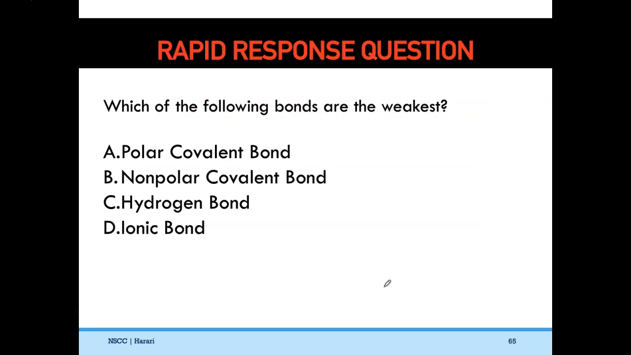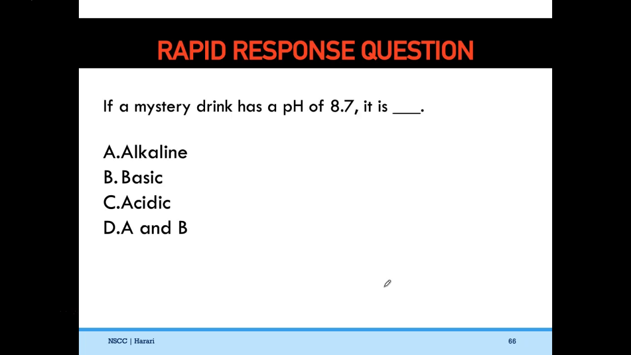So which of the following bonds are the weakest? Pause here. The answer is C, hydrogen bonds. So pause here. The answer is D, alkaline and basic.